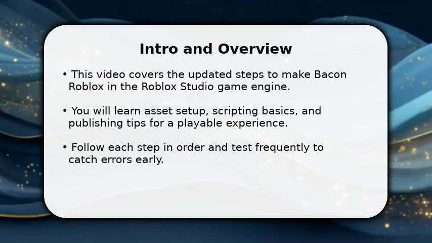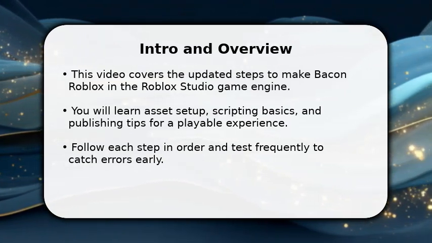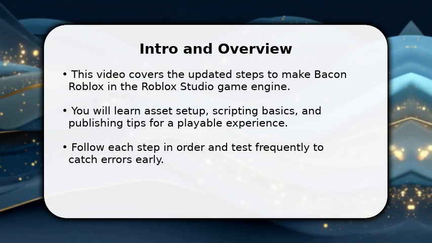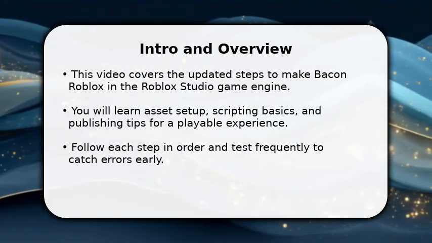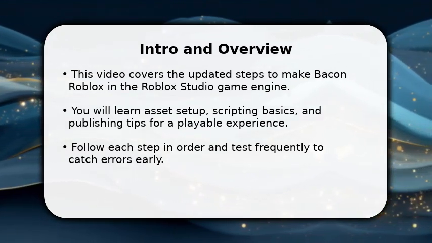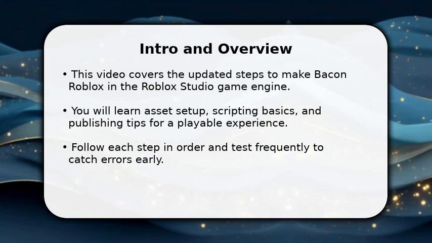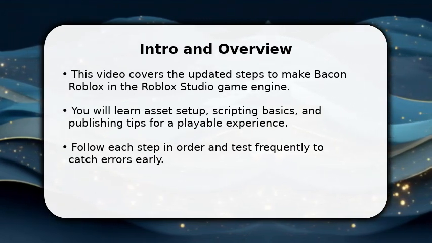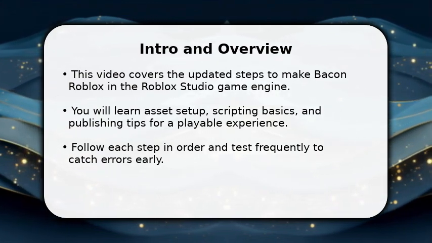In this video, I will show how to make Bacon Roblox, updated. Open Roblox Studio and create a new base plate, then import or build a bacon model. Set proper scaling and anchor settings for physics stability. Next, add a click detector and a script to handle interactions like pick up or eat animations. Test the mechanics in play mode and refine values for speed, sound, and effects until the behavior feels right.